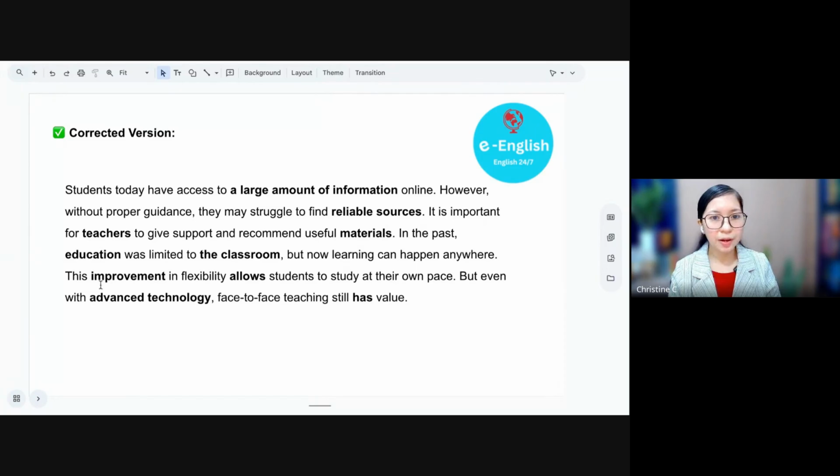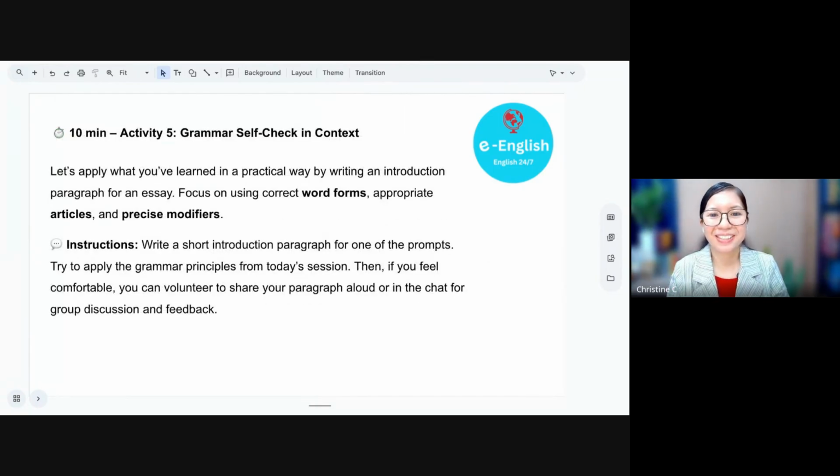But now learning can happen anywhere. This improvement changes to a noun, and flexibility allows. So we have allows here, singular form, singular verb, students to study at their own pace. But even with advanced technology. So advanced should be with an ED, adjective. Technology is a noun. And face-to-face teaching still has, singular verb, and has value. So we're talking about teaching here. Yes, actually the subject-verb agreement here is also essential. Okay, so that is our corrected English.